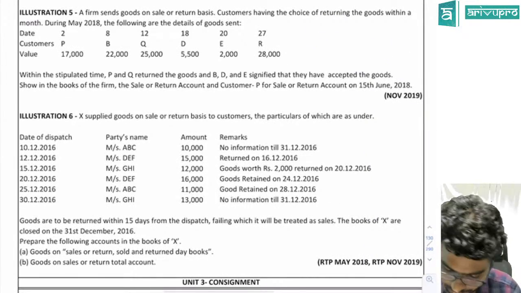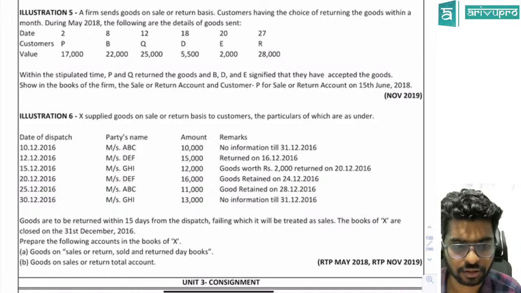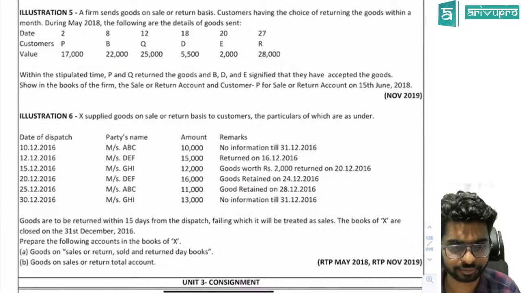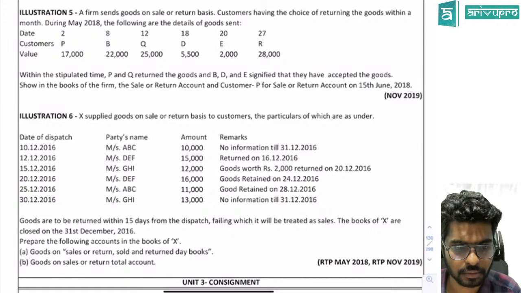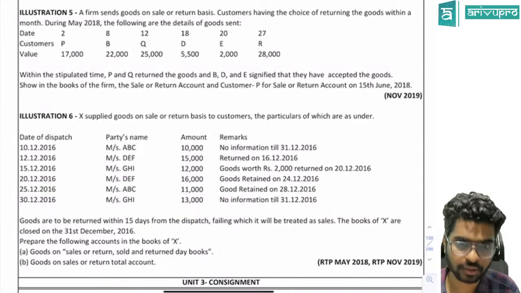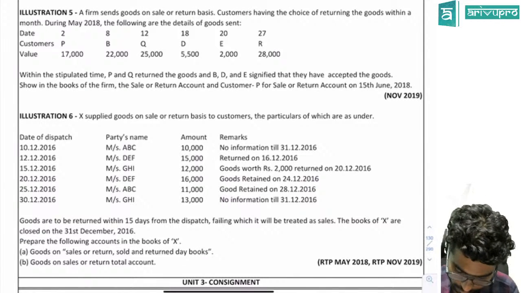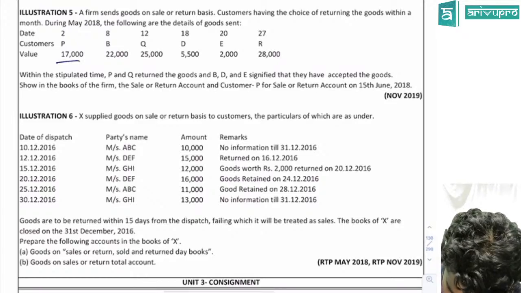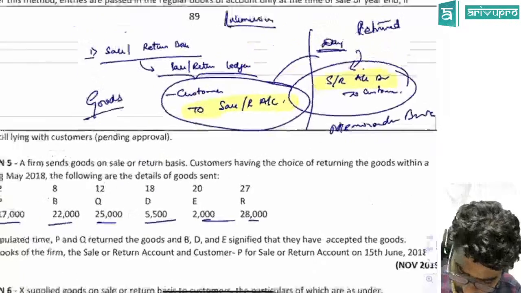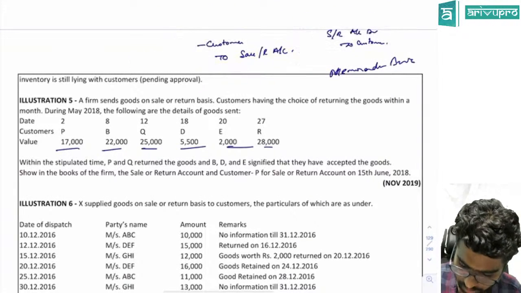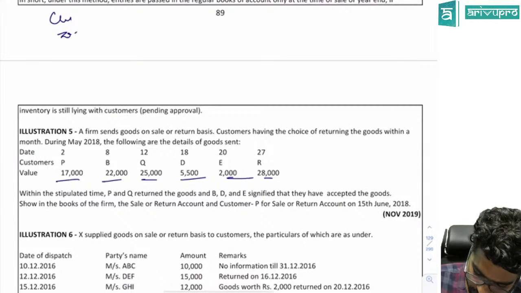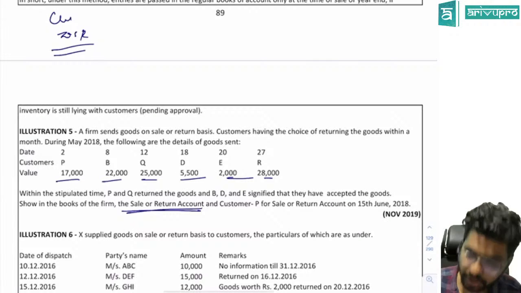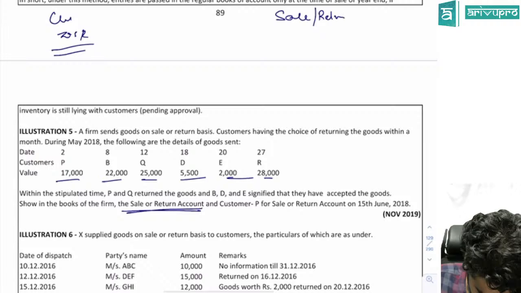Now, the same question they have asked me in this. Now let's try looking into it. A firm sends, okay, this is our last question for this chapter. A firm sends these goods, right? So when I'm making the sale or return ledger, what is going to be the journal entry when I send goods? It's going to be customer to sale or return. They have asked me to make an account, so I'll make sale or return account debit.